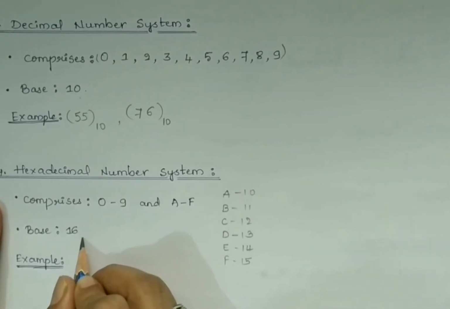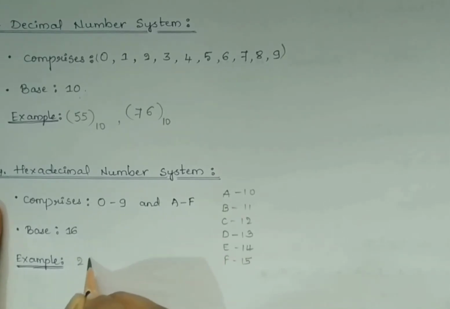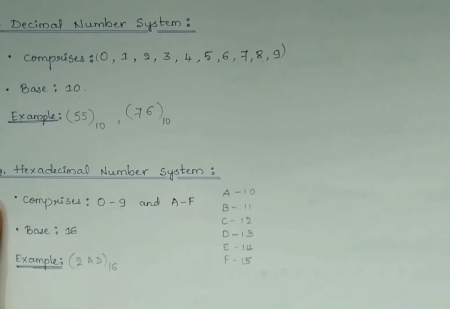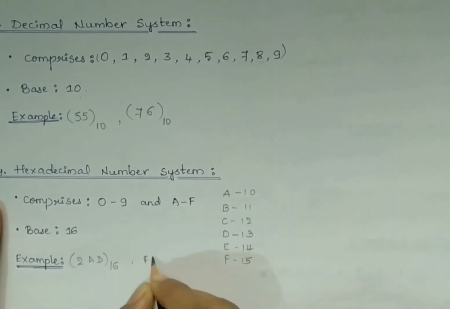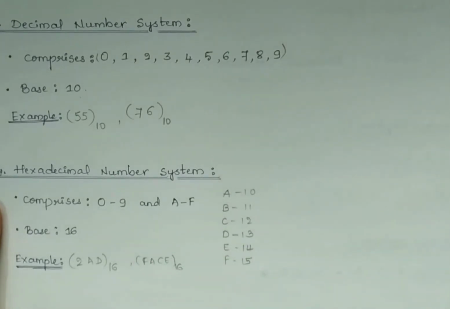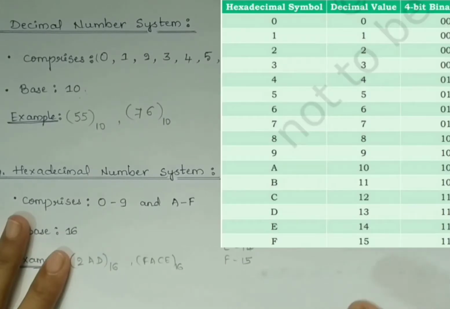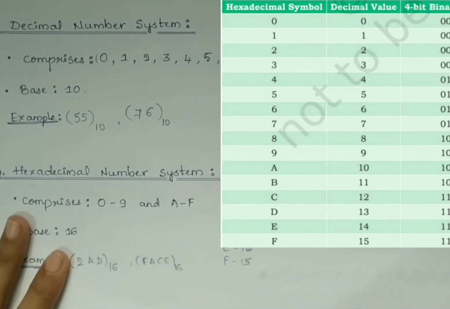Examples of hexadecimal are 2AD to the base 16, FACE to the base 16. So these are examples of hexadecimal numbers, and here is the table of the various decimal numbers and their equivalent binary, octal and hexadecimal numbers.